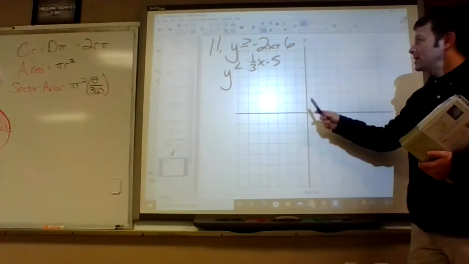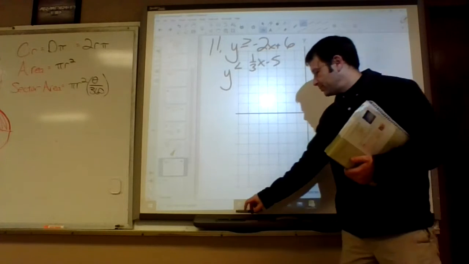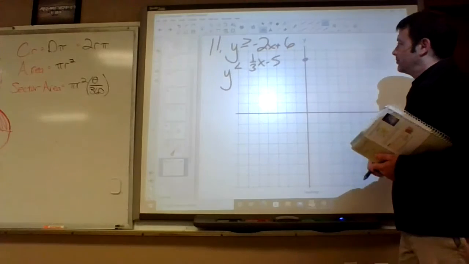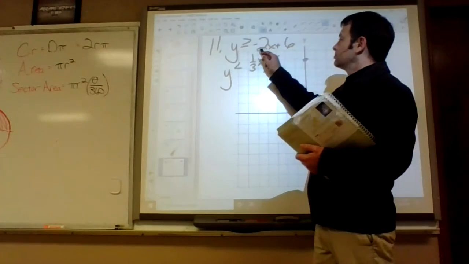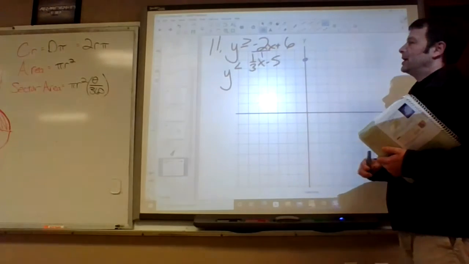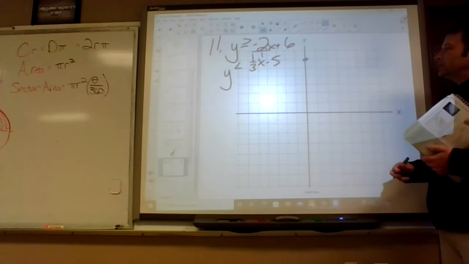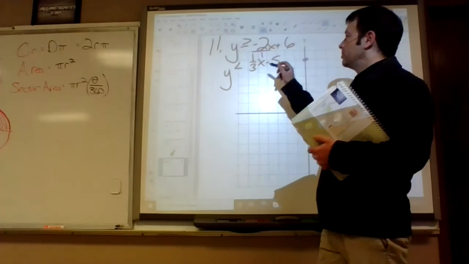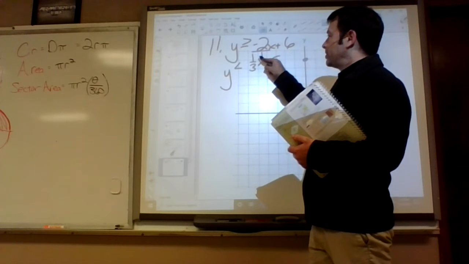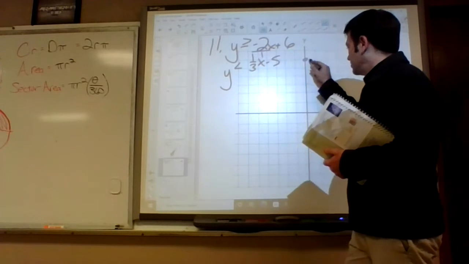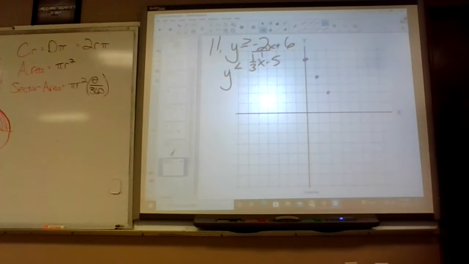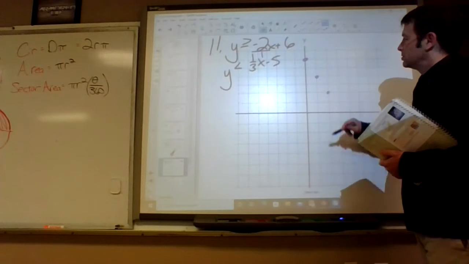Okay, where am I going to start that top one at? Up 6. I will make it blue. Where am I going to go from there? Down 2 and right 1. You can't go down 2 left 1, because both of these are negative, which would actually make it a positive. So I'm going to go down 2 right 1. Down 2 right 1. Is that line solid or dashed? Solid.